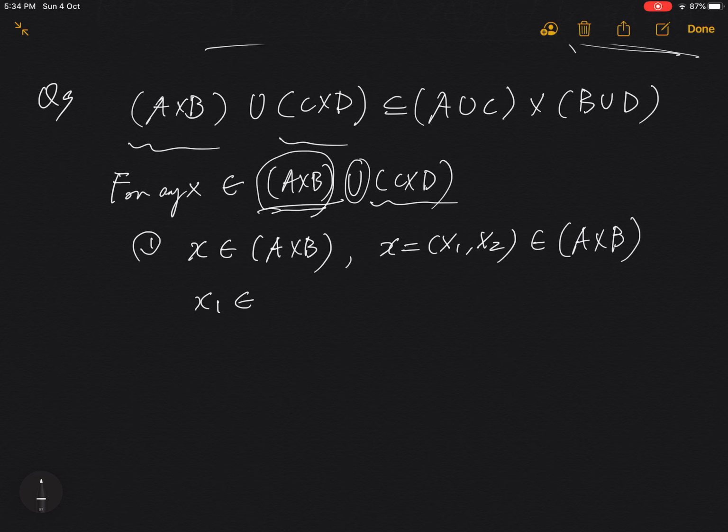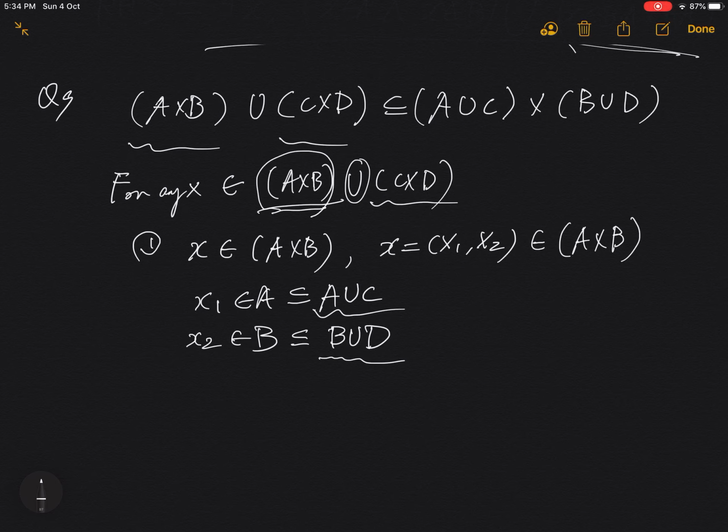x1 is in set A and x2 is in set B. According to the definition, A is a subset of A union C, and x1 is also in A union C, right? So it's similar for the second case. If we have B union D here, then x2 is also in B union D.